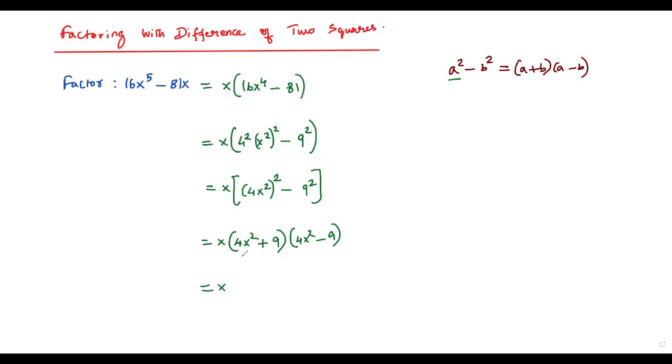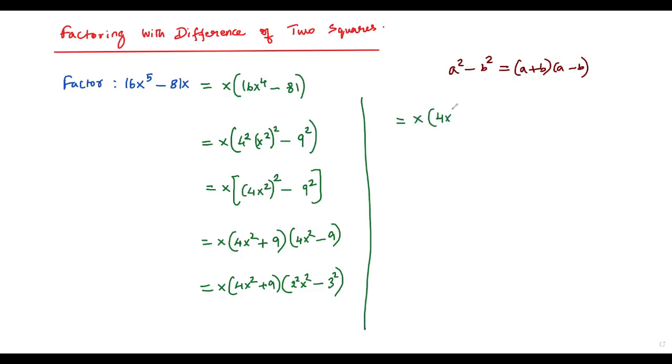The x times this expression cannot be factored anymore. We have to write this one as it is, positive 9. And this expression can be factored further using the same algebraic identity, that is a squared negative b squared. For that, we have to write this expression in this form. We know that 4 is a perfect square. It can be written as 2 squared times x squared. 9 is a perfect square. It can be written as 3 squared.